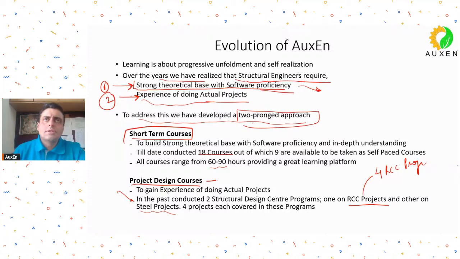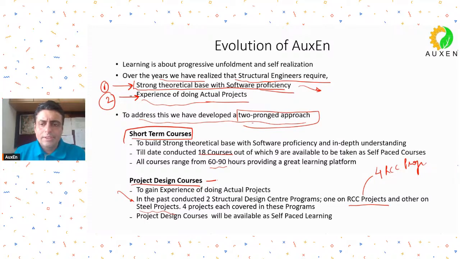Fourth was, no, I think I have covered four. Yeah, PEB, industrial, residential, and commercial. Yeah, four steel projects we covered, and four RCC projects we covered during two separate programs that we had done last year. But then we got a feedback that it was difficult for practicing engineers to attend these full day courses. So we got a feedback from all our participants to cover these projects as independent courses.